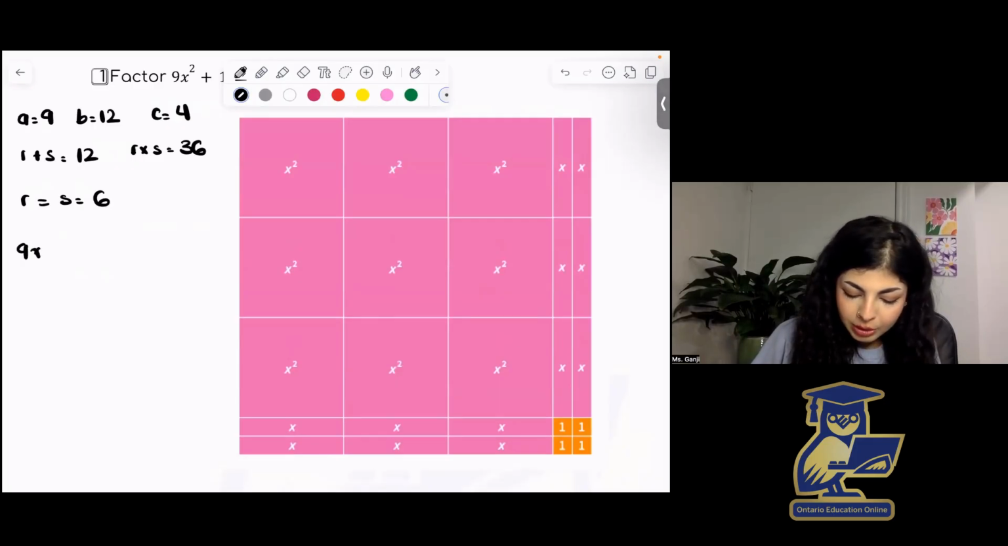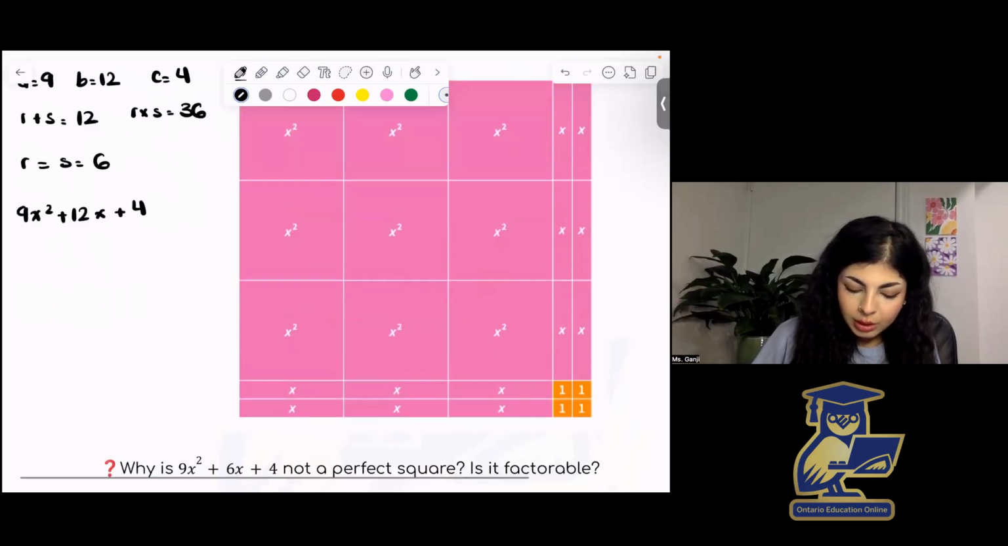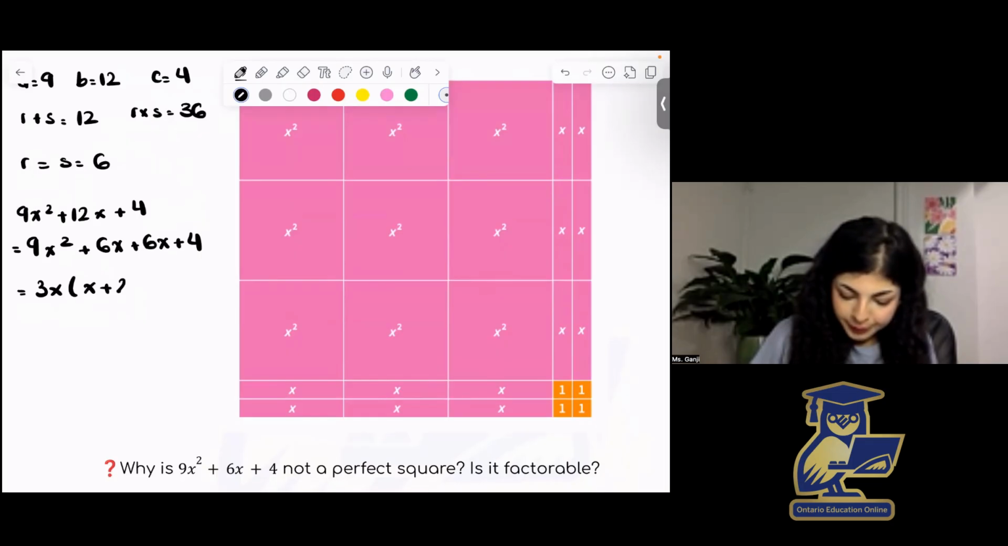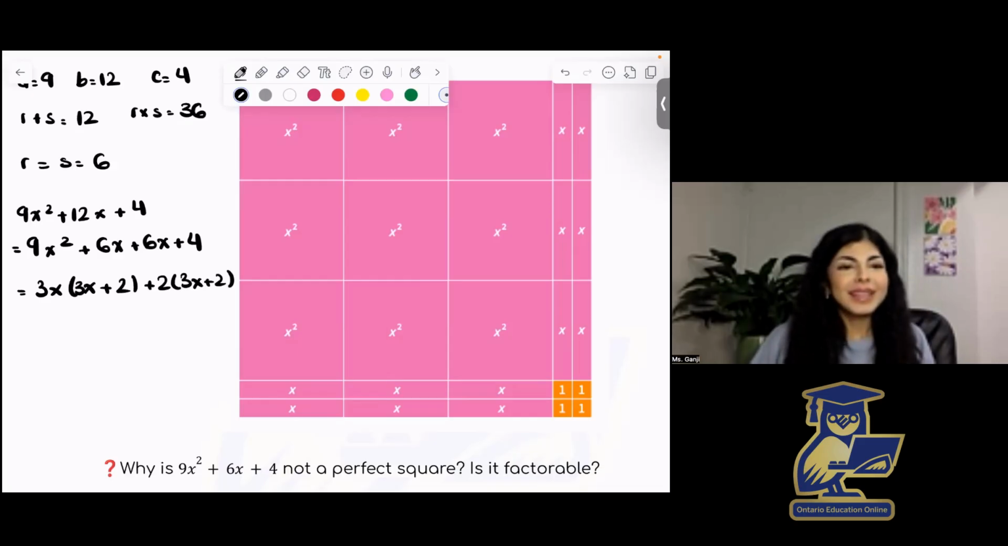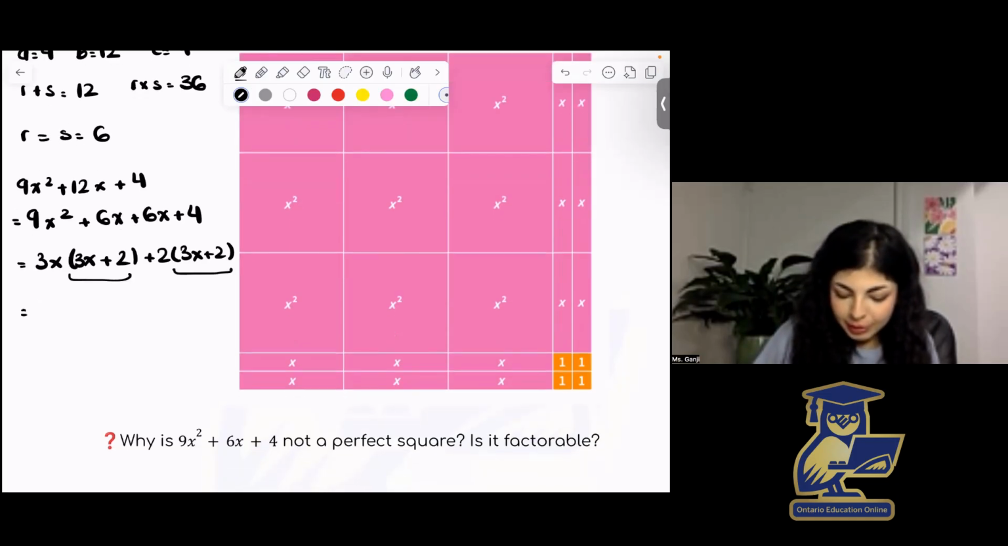So, using the decomposition method now, I will rewrite the 12x as 6x plus 6x. And now I'll try to factor the common factor between the two terms. Okay, so you should receive that. And we see that they both have that 3x plus 2.